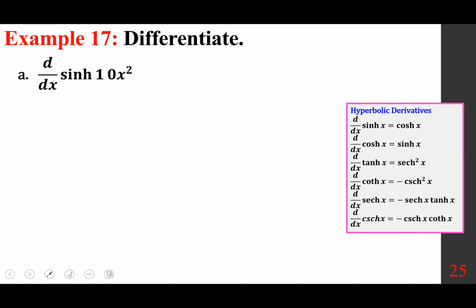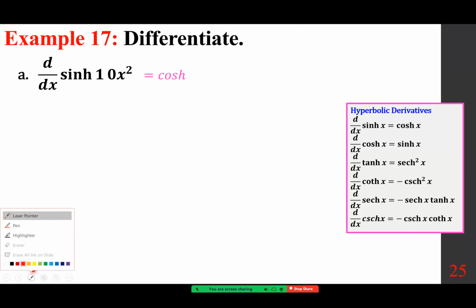We want to take the derivative of sinh of 10x squared. So first and foremost, the derivative of sinh is cosh. So sinh results in cosh of the same thing. So again, you want to differentiate that. Here's what I highly recommend you do. Sinh, and pause. The derivative is cosh. But you have to have the argument, whatever the argument may be, you have to write it. So you have to write the 10x squared.